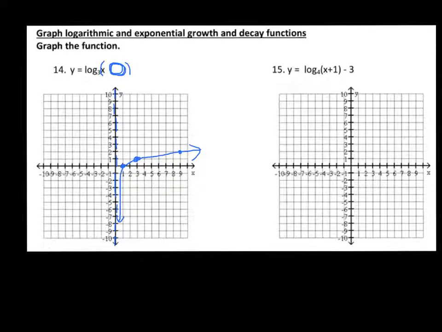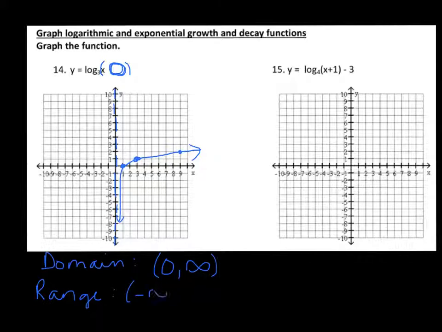Now, if we were stating the domain and range on this, the domain would be from 0 to infinity, because it can't go to the left of 0. That's why we use those parentheses to show that it gets really, really close to 0, but it doesn't touch it. And the range would be all real numbers, negative infinity to positive infinity. And our asymptote, which I'll put up here because I ran out of room, would be x equals 0.